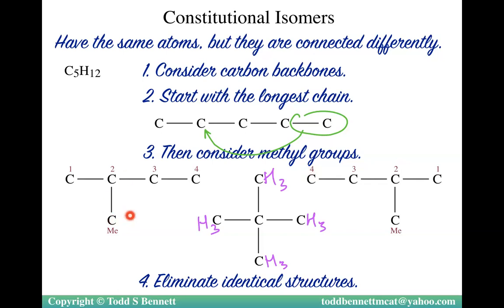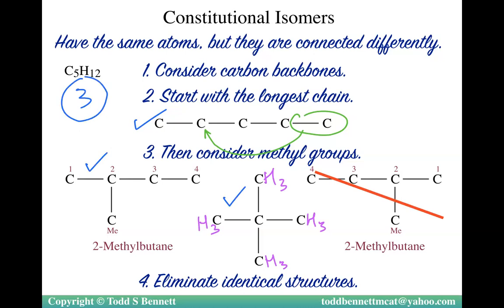So if I name this one over here again, this is 2-methylbutane. This is also 2-methylbutane, which means that is not possible. They're one and the same. So we have 1, 2, 3 constitutional or structural isomers for the formula C5H12.